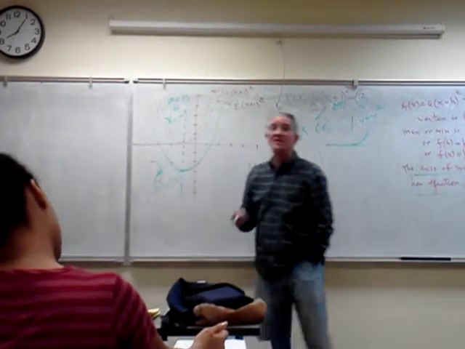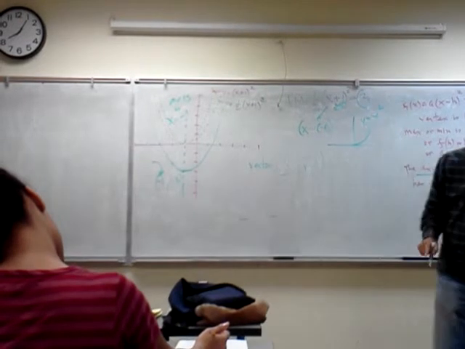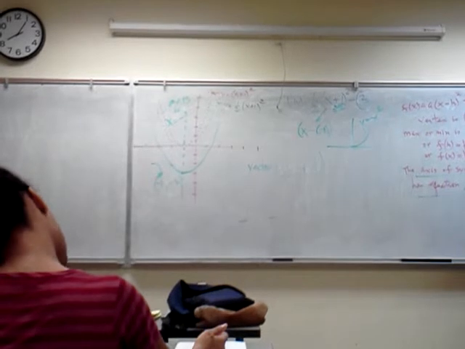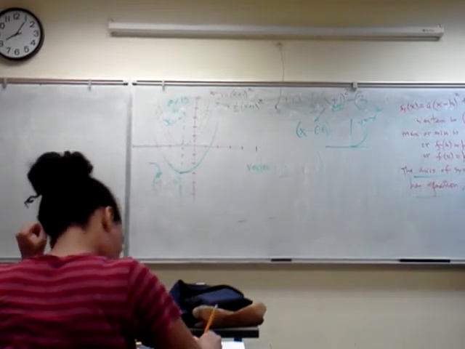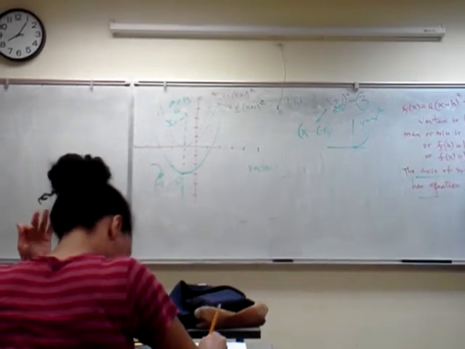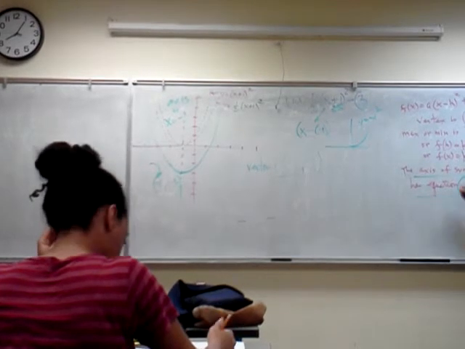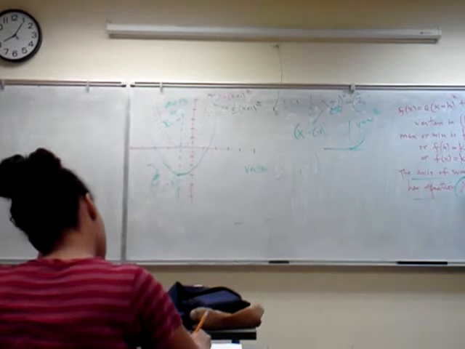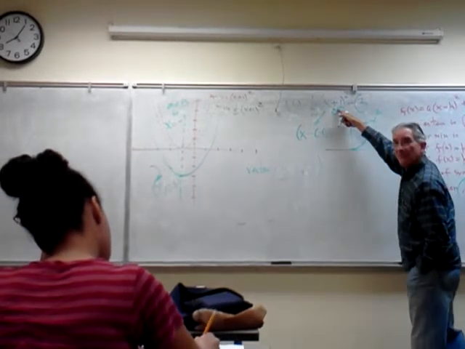And I'm going to ask you for the equation of the axis of symmetry. The equation. If you give me negative 1, I'll probably take a point off. The equation is x equals. Okay? The axis of symmetry has equation x equals h. In this case, h was negative 1.